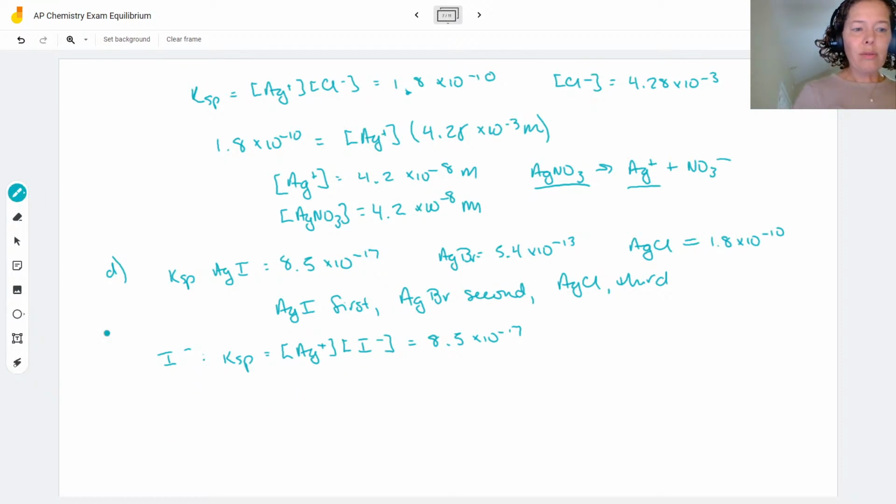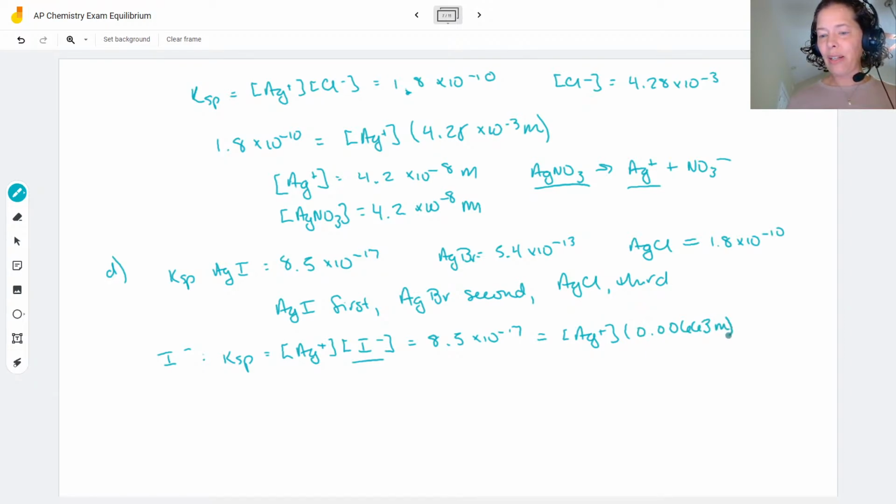So if I plug in for my concentration of iodide, that's a terrible equal sign, that looks like a minus. Then I am going to get times 0.00663. Again, that's my concentration. I can solve for this concentration of silver, and that gives me 1.3 times 10 to the negative 14th.